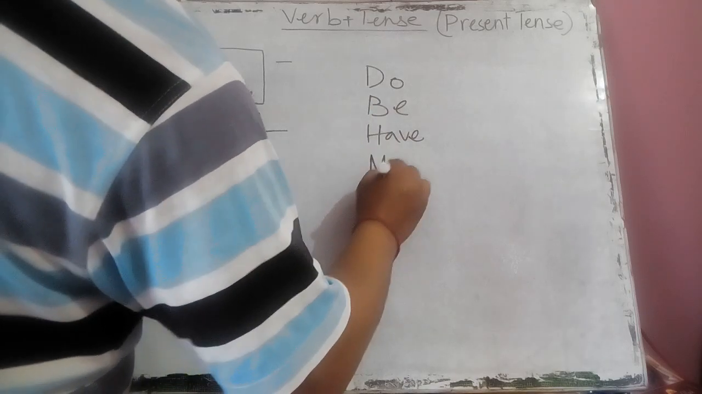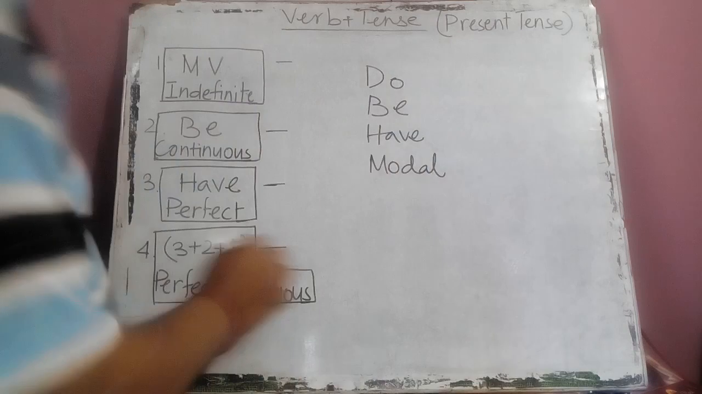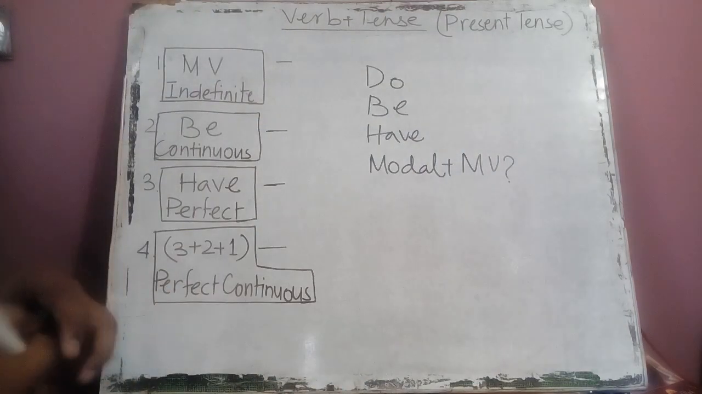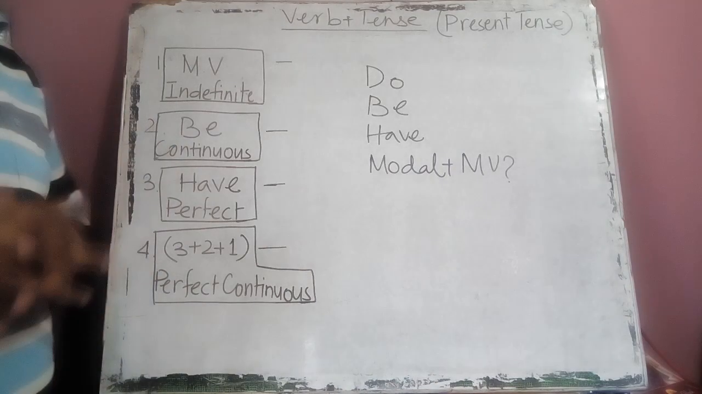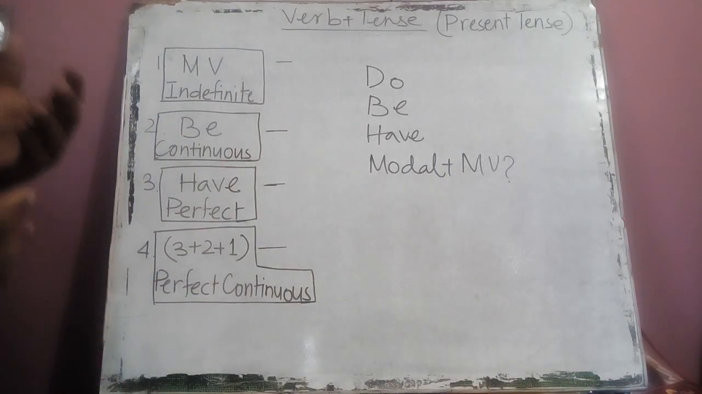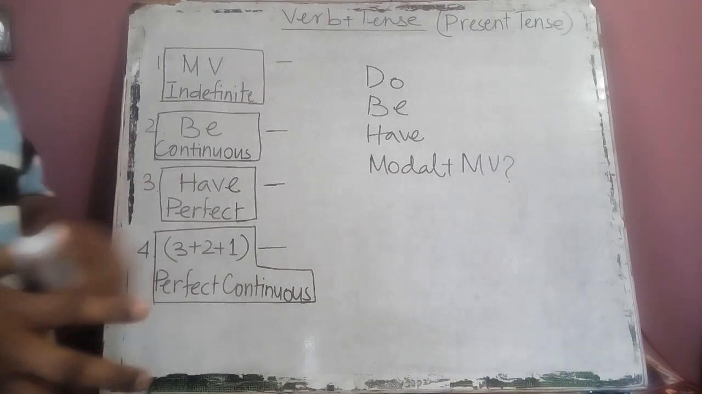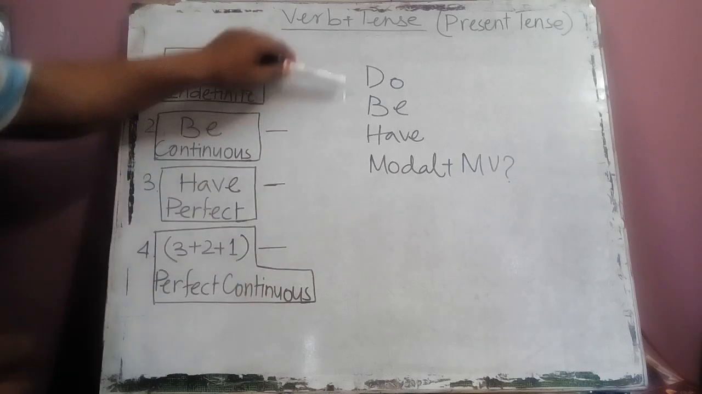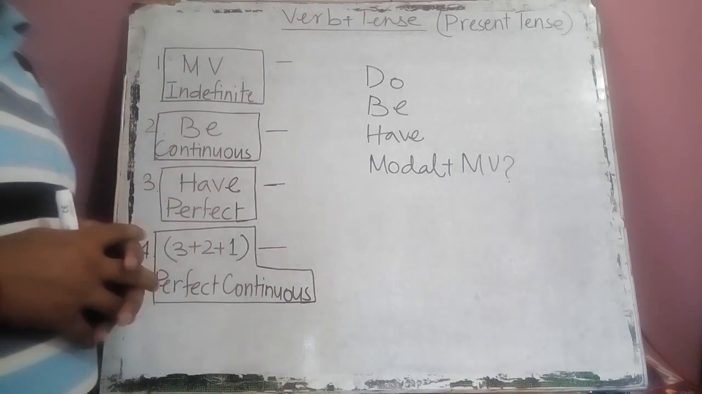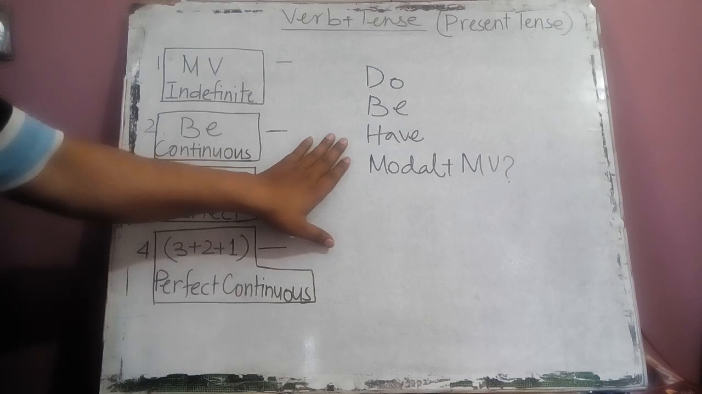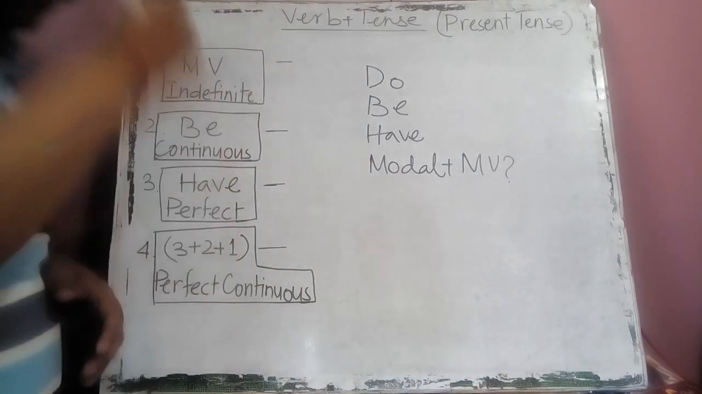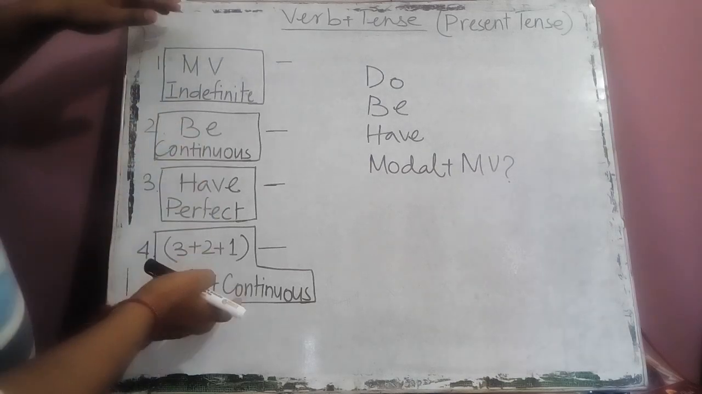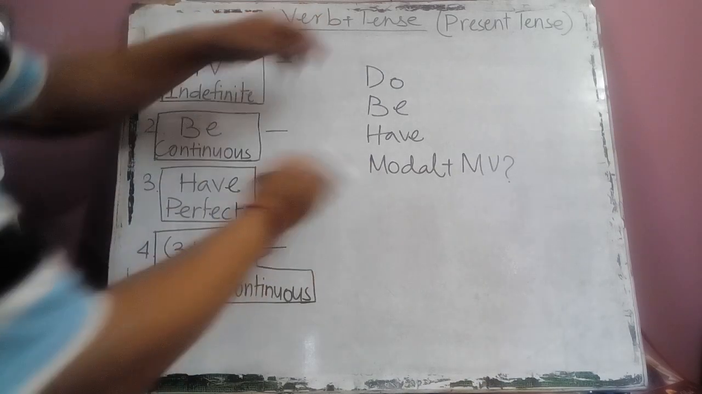So here, the source of this is this one. In all the verbs, whenever you deal with verbs or things related to verbs, you always need to ask this question. Keep this in your mind: do B, have, modals, MV? This will sort out all your problems related to verbs. So this form, this item here, comes from this one only.